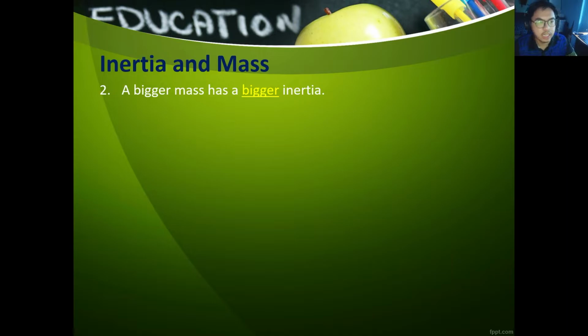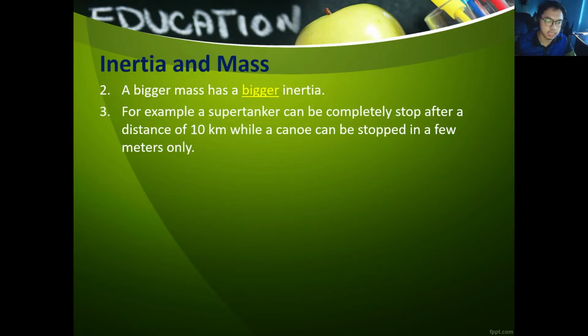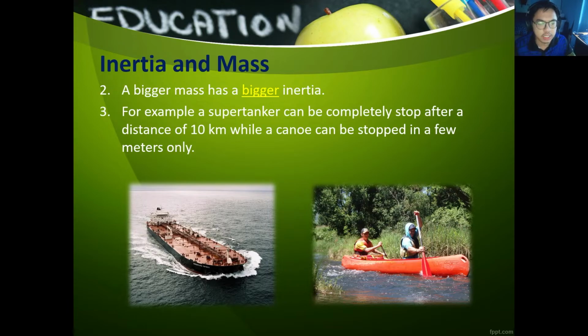So generally, if an object is heavier, in other words, if the object has a bigger mass, it will have a larger or bigger inertia. For example, a supertanker, which is a very large ship, can be completely stopped only after a distance of 10 kilometers. In other words, it takes a very long time for it to brake and stop, while a small canoe can be stopped in a few meters only. So the supertanker has bigger inertia. It is very difficult to stop it. You need a lot of force to stop it. Whereas the small canoe has a small inertia and it's very easy to stop.